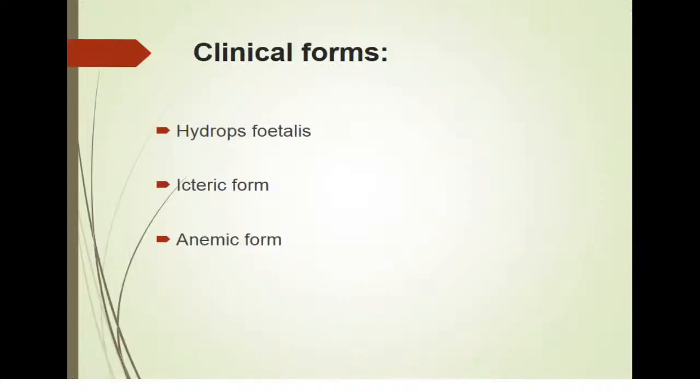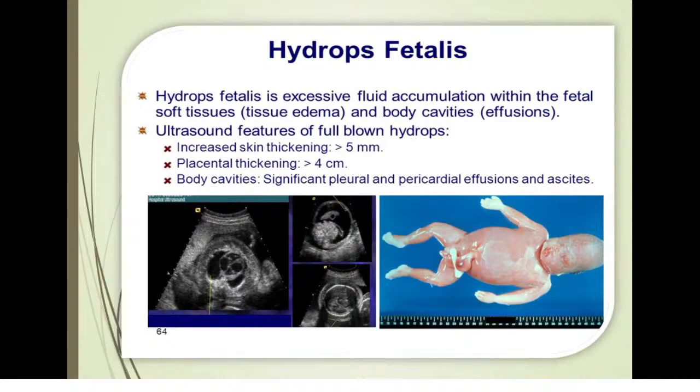Clinical forms: hydrops fetalis, icteric form, and anemic form. Hydrops fetalis. The main cause of fetal dropsy in hemolytic disease is liver failure as part of multiple organ failure, which causes a decrease in albumin production, which reduces plasma oncotic pressure.